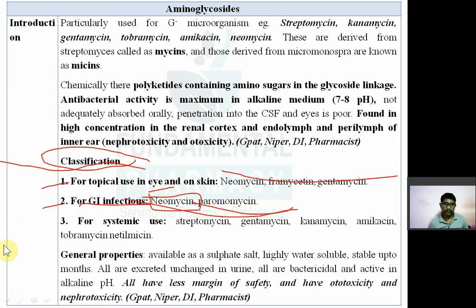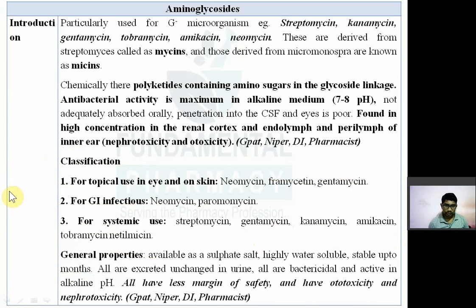Remember now, aminoglycosides for systemic use, for systemic infection: streptomycin, gentamicin, kanamycin, amikacin, then tobramycin and netilmicin. Gentamicin has the "micin" ending. Remember the classification because it is important. Those for topical use, like neomycin, framycetin and gentamicin, are for skin and eye infection. Those used for GIT infection are neomycin and paromomycin. And for systemic infection: streptomycin, gentamicin, kanamycin, amikacin, tobramycin and netilmicin.